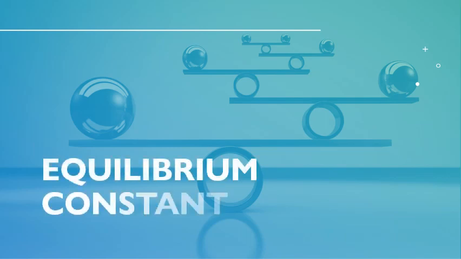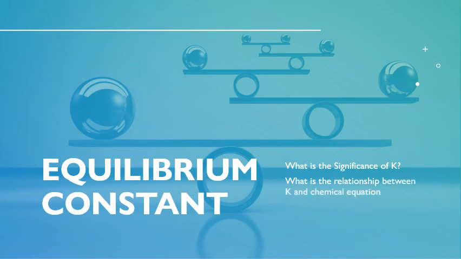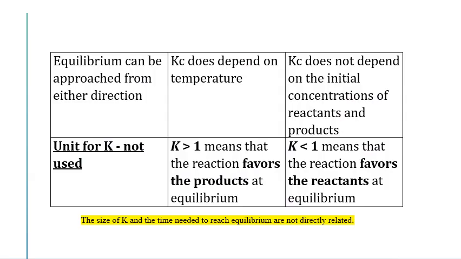In this video, we will discuss the significance of the equilibrium constant K and how it is related to the chemical equation. We know that equilibrium can be reached from either the reactant side or the product side. And we write the equilibrium constant K equal to the concentration of products divided by the concentration of reactants.